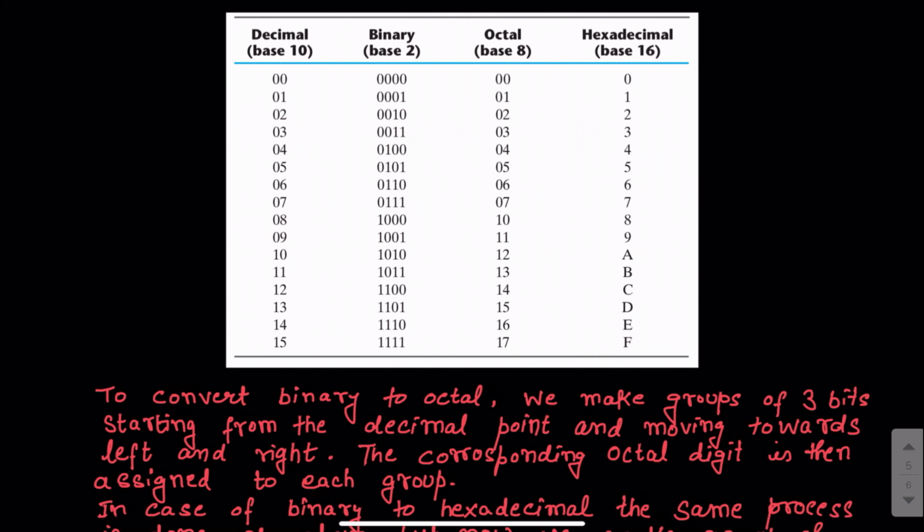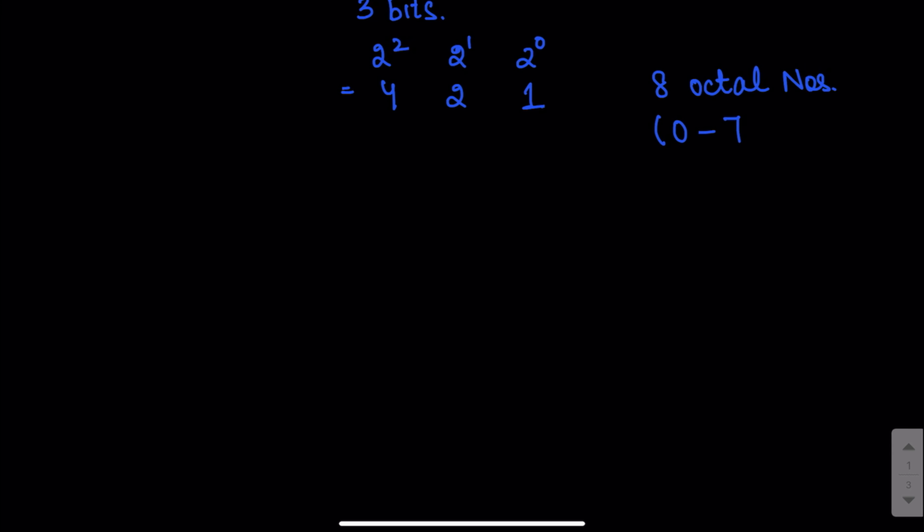there are 3 digits in binary which correspond to 1 digit in octal. You can see that if I say that I have 3 bits, then I know that the positional weightages as per binary would be 2 to the power 0, 2 to the power 1 and 2 to the power 2. This is 4, 2 and 1. Now using these 3 positional weightages, I can represent my 8 octal numbers easily, because you know that the octal numbers range from 0 to 7.